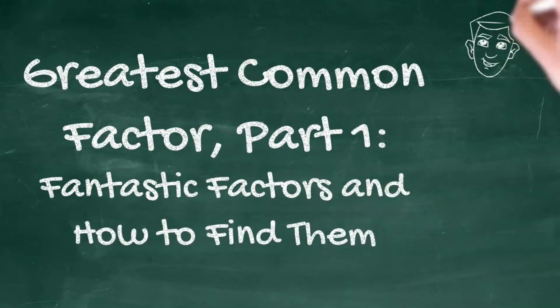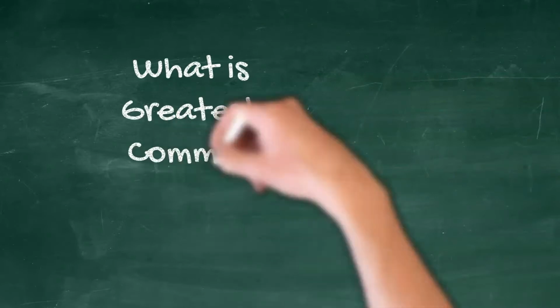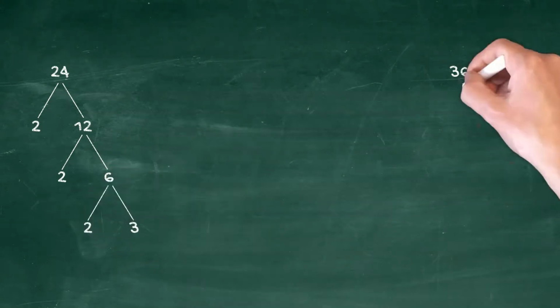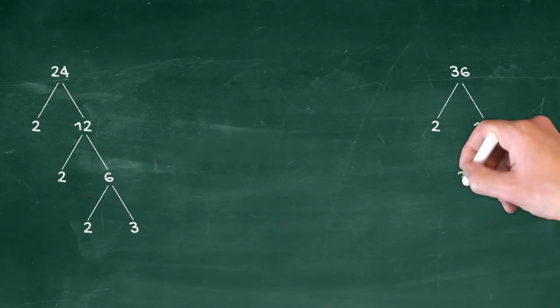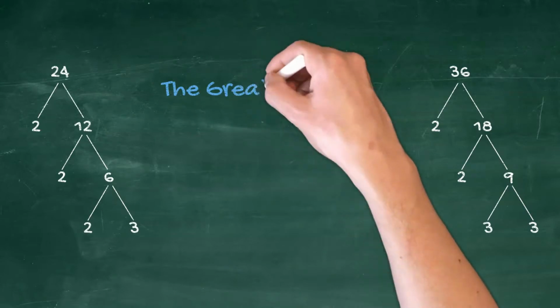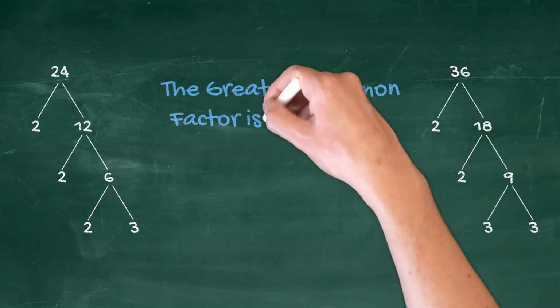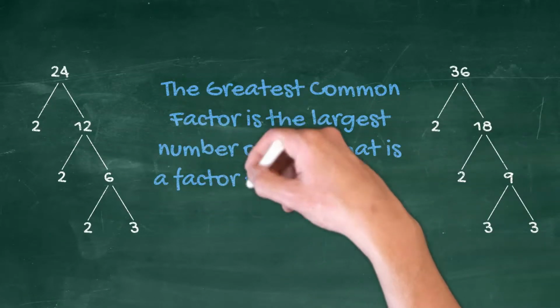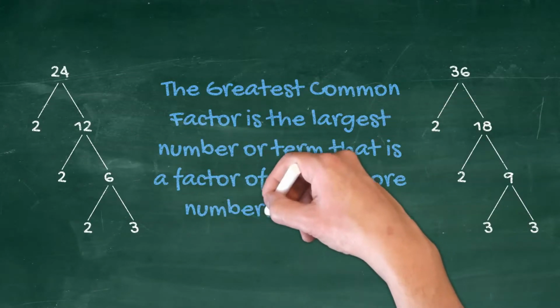Greatest common factor. What is greatest common factor? The greatest common factor is an important concept in math that will appear again and again in a variety of applications. It is the largest, or greatest, number or term that is a factor of two or more numbers or terms, the common factor.